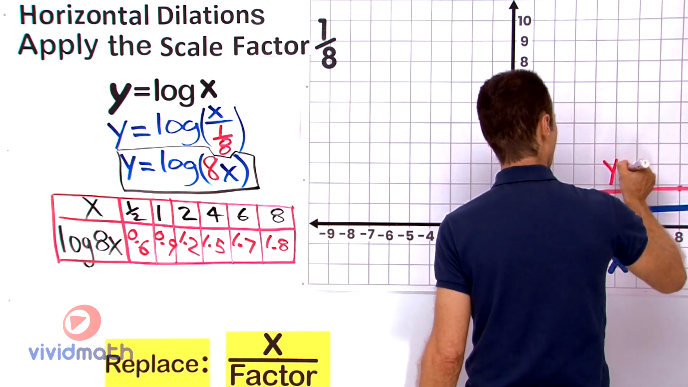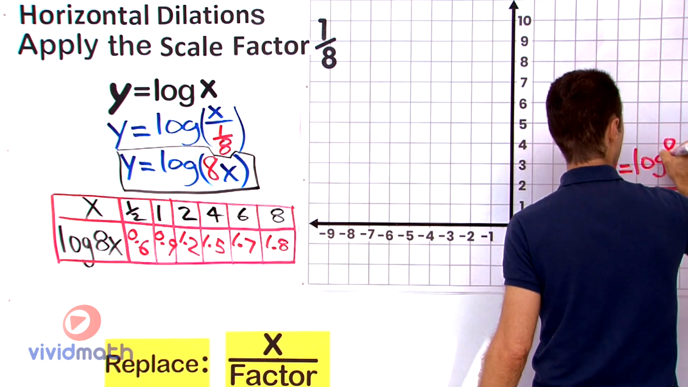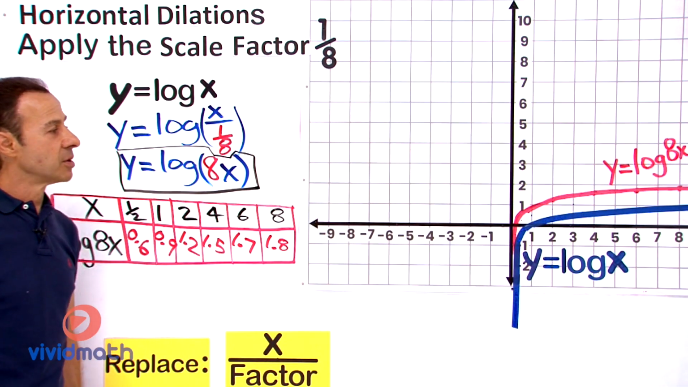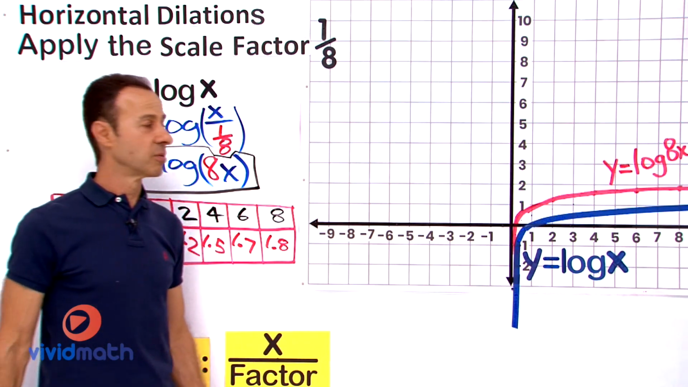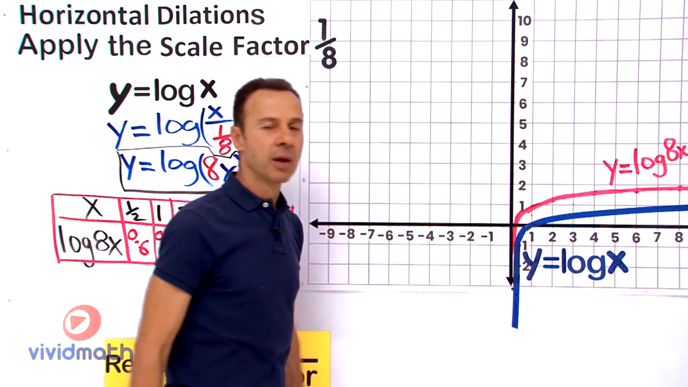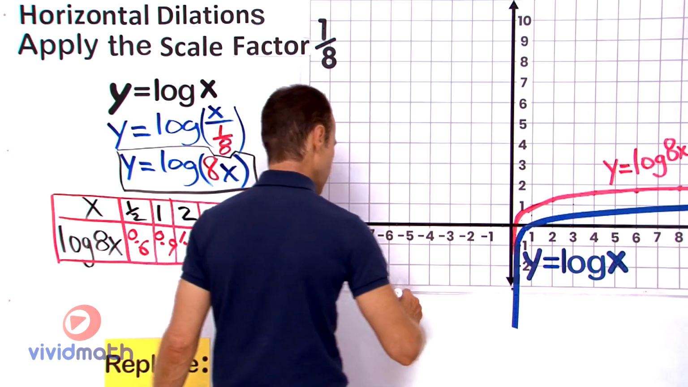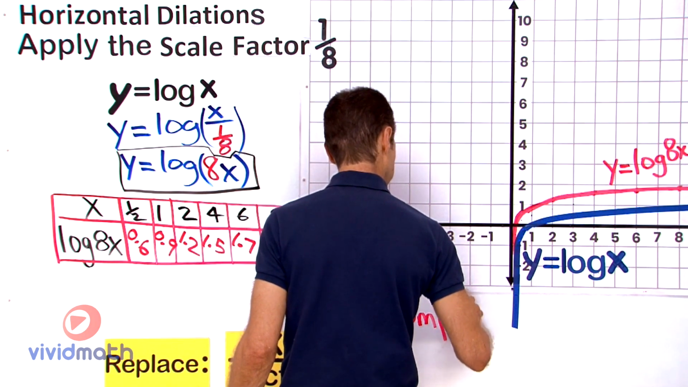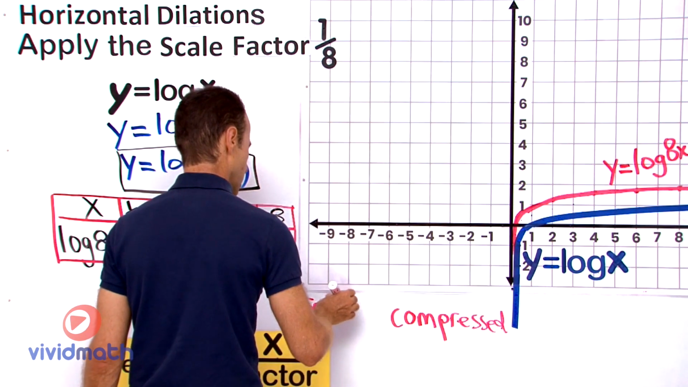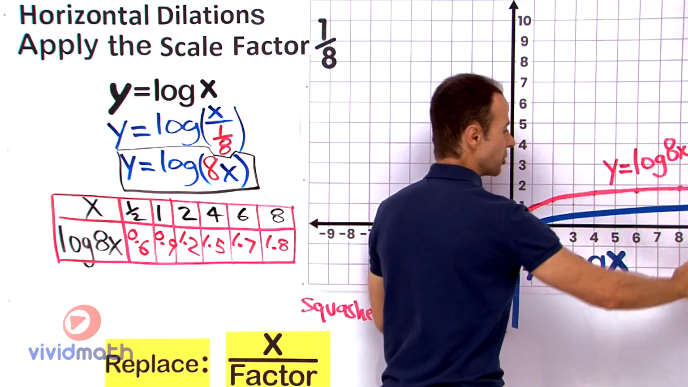Let me just write it in. y equals log 8x. That's what it looks like, log 8x. So is it compressed? Well, yes, because this is closer to the y-axis than the original blue parent function. What else can we tell? How else can we tell that it's compressed? I'm actually going to write it here. It's compressed, or squashed is another word. So it's closer to the y-axis, the other one's closer to the x-axis.